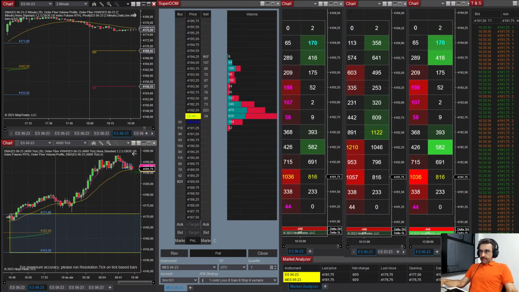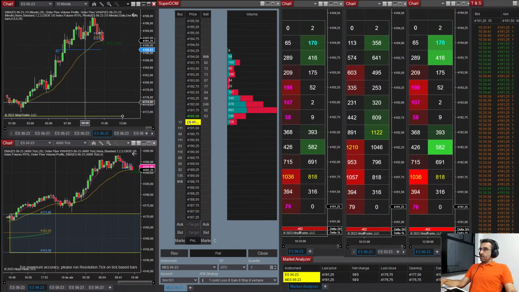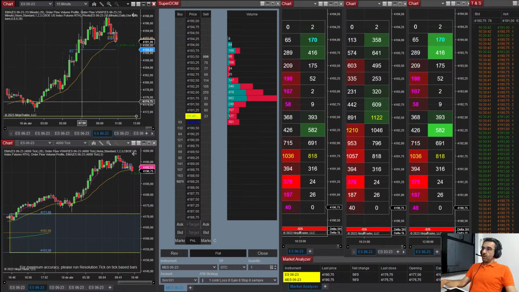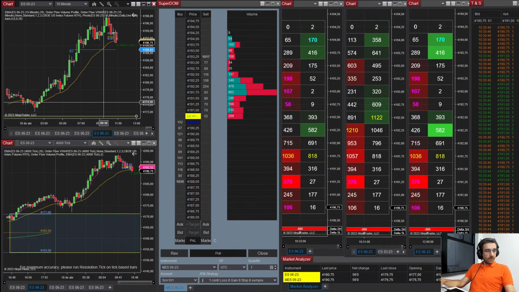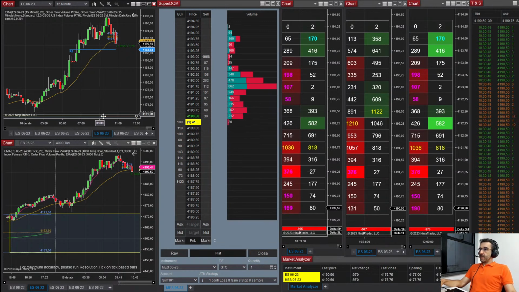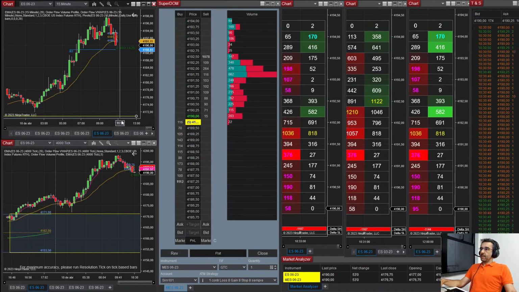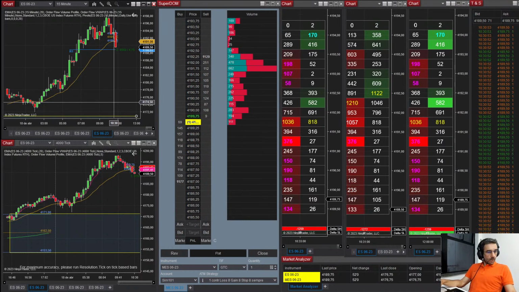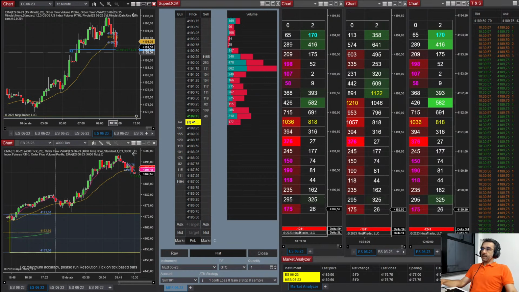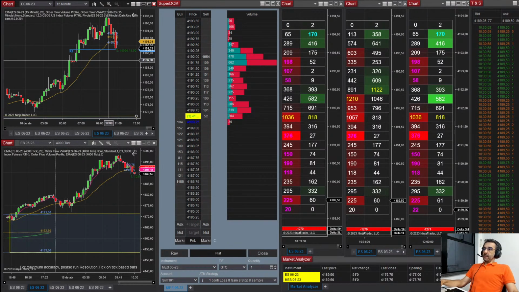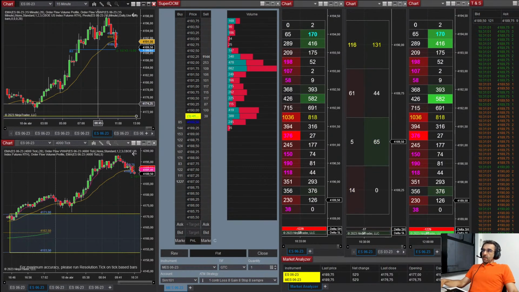So let's see. We just opened. We are opening far above the value area high. Value area high is 171. It's down here in my chart. We have the resistance one right at the 189 here, 189. Let's see, we are right there. Let's see what's going to happen here.